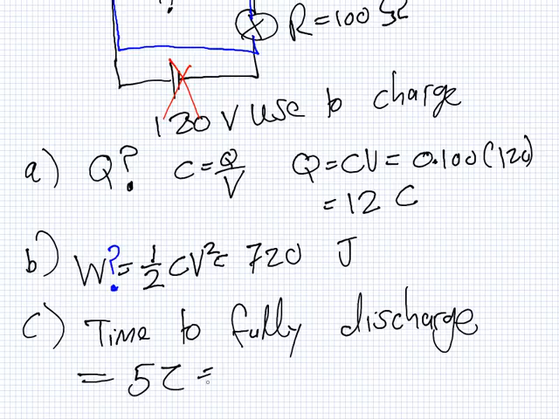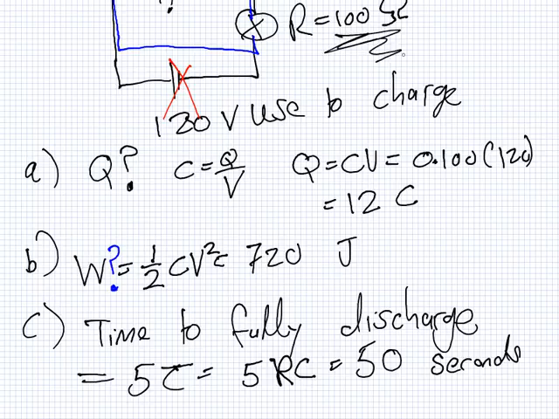And what's the formula for the time constant? Yeah, what's the time constant? Time constant equals, could it be RC maybe? Yeah. It is, isn't it? So 5 times 100 times 0.100 equals 50 seconds. Remember?